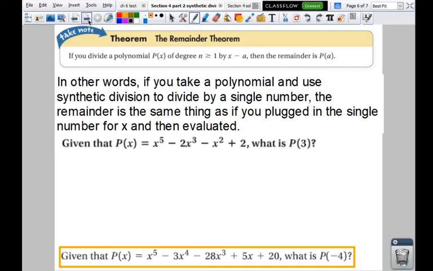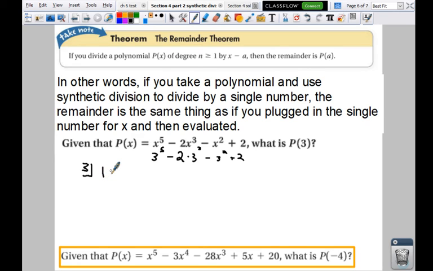So, if I am going to take x to the 5th minus 2x to the 3rd minus x squared plus 2, and I want to know what is p of 3, or in other words, if I plugged in 3 for x, what would I get? Instead of going 3 to the 5th minus 2 times 3 to the 3rd minus 3 squared plus 2, I'm plugging that into Desmos, I can use synthetic division. And I can set up synthetic division where I put 3 in my box. And then I'm going to fill out my rest here.